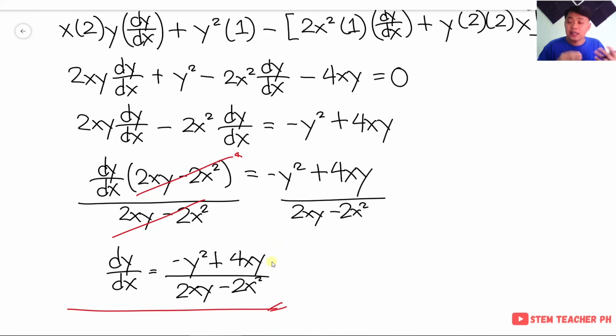With this, na-discuss natin yung proseso kung paano tayo makakakuha ng derivative using implicit differentiation. Medyo mas may trabaho siya kasi hindi agad natin kita yung dy over dx. Kailangan pa natin gumawa ng certain manipulation, pero still, we can apply basic rules of differentiation para makakuha tayo ng derivative nung given equation. With this, I hope that you have learned something.